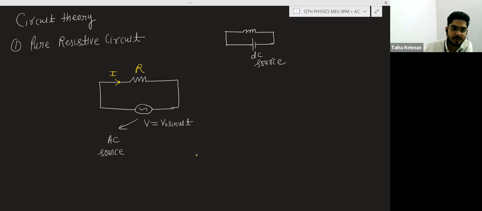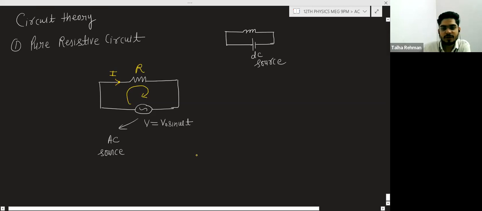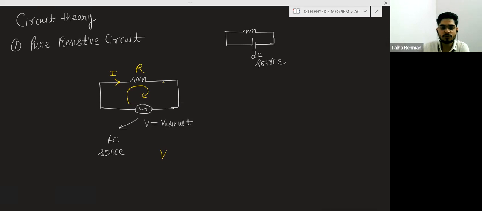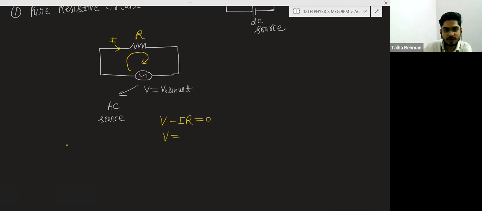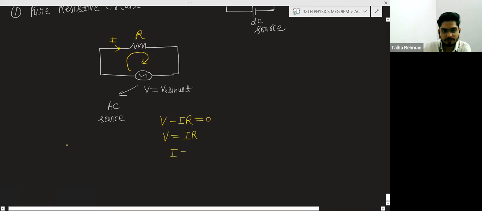No problem, I am telling. So what will you do now? Here you will apply Kirchhoff's law in this loop. You take this voltage, that is V. Here the current is going toward decreasing potential, so the potential is decreasing, so this will be minus IR, and this is equal to 0. So from here you will get V is equal to IR, and from here you can calculate I is equal to V by R.